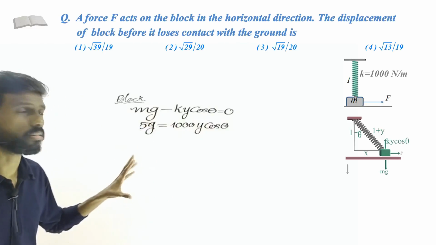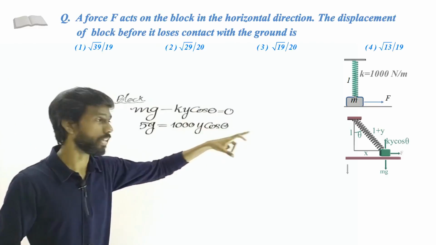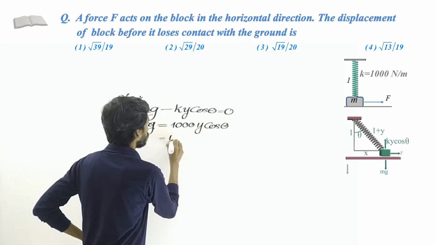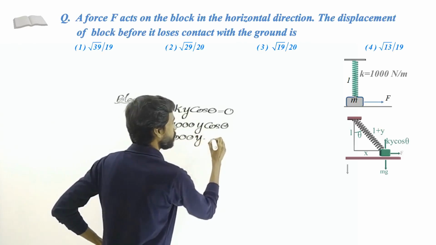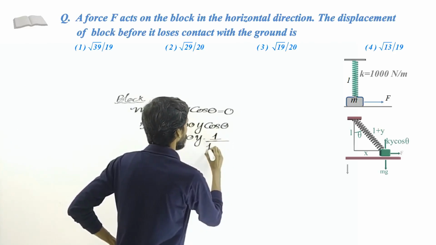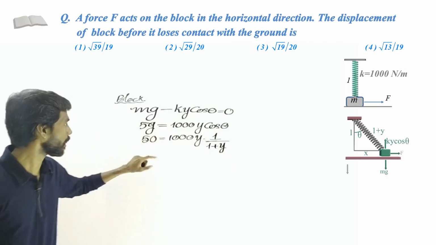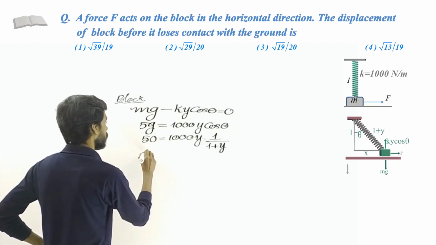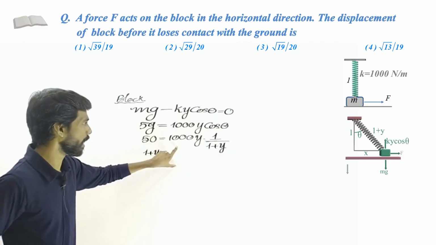See, this is a right angle triangle, and the sides are L, x and L plus y. Now what is the value of cos theta in that right angle triangle? Cos theta is the adjacent side divided by the hypotenuse. So 1000 y multiplied by cos theta, which in that triangle is L, the natural length, divided by the length of the spring, that is 1 divided by 1 plus y, equals 5g. We can write it as 50, since g is taken as 10. So what is the value of this? If you multiply by 1 plus y, it equals 50, so this is 20 times y.